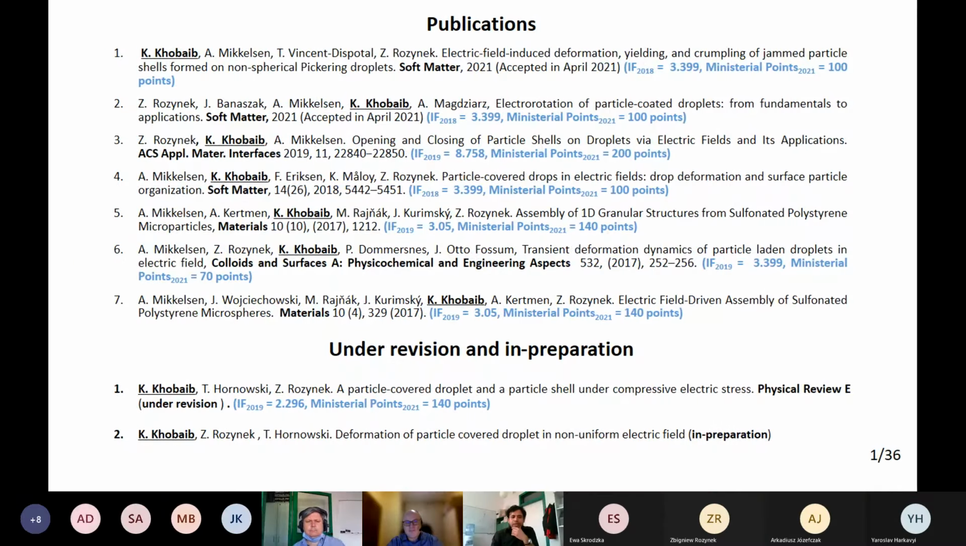In different journals, and one is under revision. We submitted to Physical Review E, and one is in preparation, which is based on the deformation of a particle-covered droplet in a non-uniform electric field.